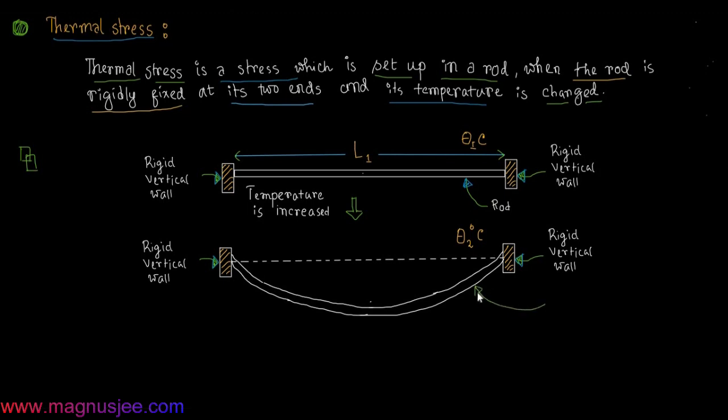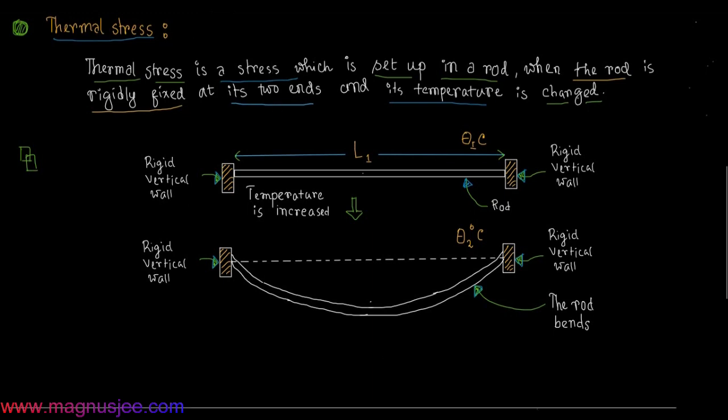The rod bends due to increase in temperature and its length also increases. This is the rod in final state. The final length of the rod increases to L2. L2 is the final length of the rod.